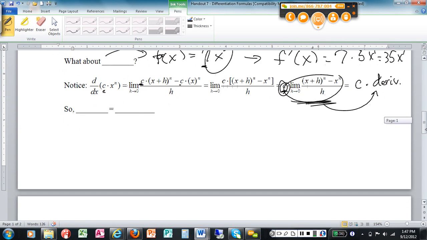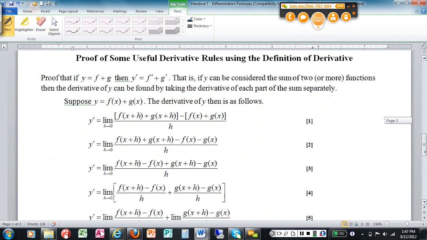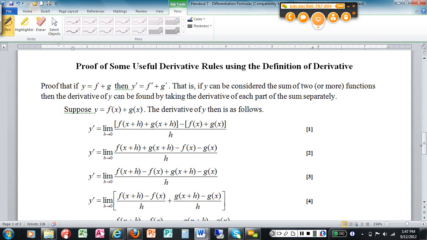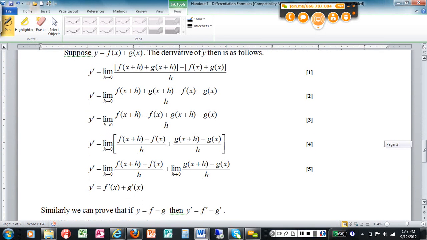All right. Now, the second page, real quick, is really just FYI there. Here's some useful derivative rules. If you have two things added together, f plus g, it turns out the derivative is just the derivative of f plus the derivative of g. And there's the step-by-step. You can do it with the limit definition. Start with f plus g, and you wind up with f prime plus g prime.